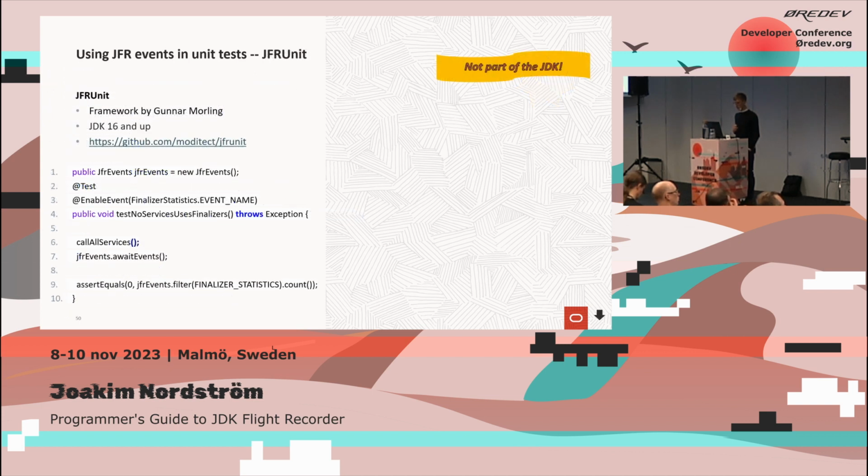I also just wanted to mention that there is a third-party JFR unit framework. It's created by Gunnar Morling, and it's on his GitHub. I haven't worked much with this, but I thought it was nice, because you see the same test that I just did using JFR unit looks like this. We can enable the event with an annotation and only have our call all services call. And then we wait for all the events to be emitted and just make sure that we didn't get the finalizer statistics event.